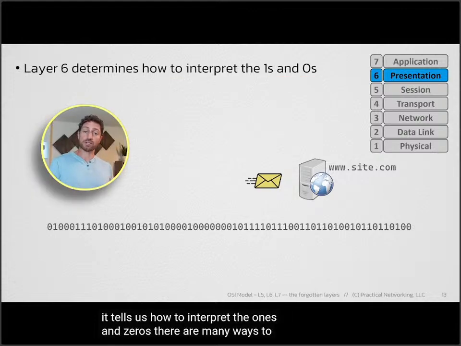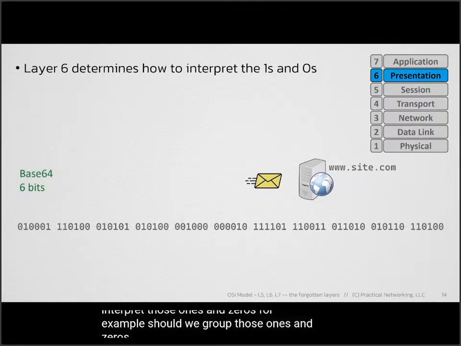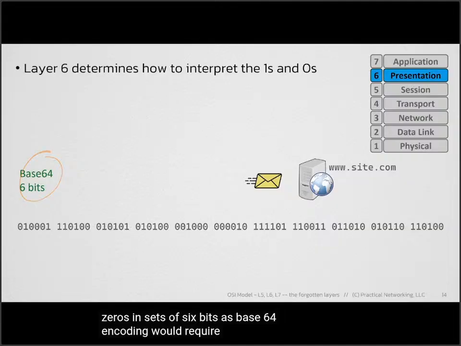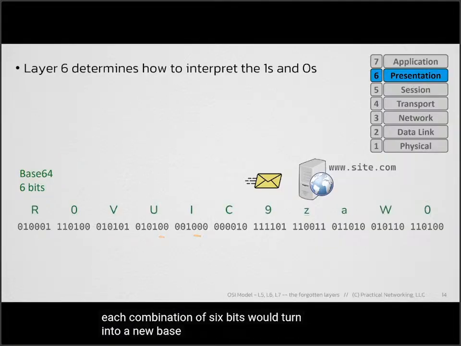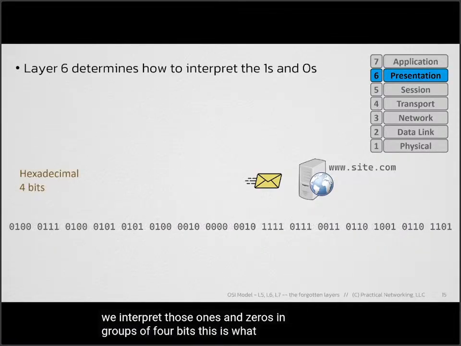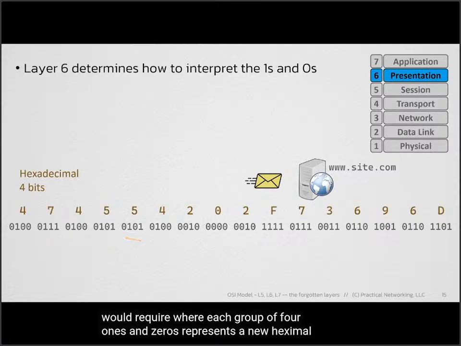There are many ways to interpret those ones and zeros. For example, should we group those ones and zeros in sets of 6 bits as base 64 encoding would require? This would mean each combination of 6 bits would turn into a new base 64 character. Or should we interpret those ones and zeros in groups of 4 bits? This is what hexadecimal would require, where each group of 4 ones and zeros represents a new hexadecimal character.